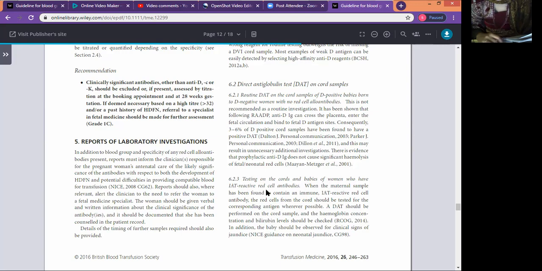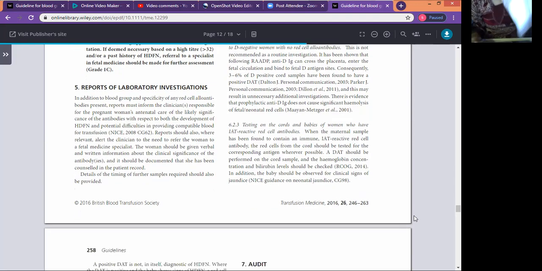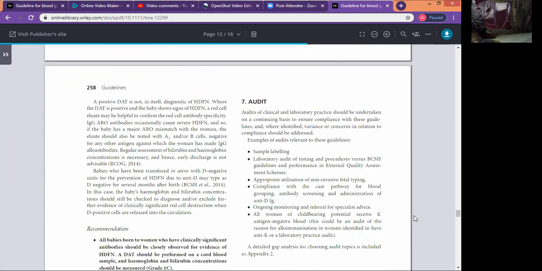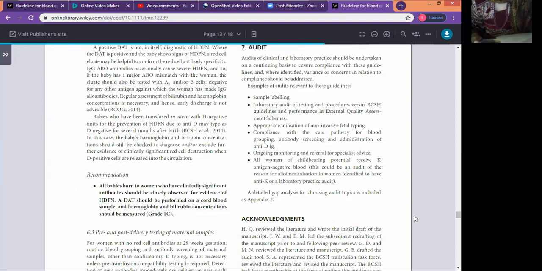However, if the D negative mother had antibodies, then the cord blood sample needs to be checked by DAT and bilirubin and HDFN. So this is one of the recommendations, that routine DAT testing on cord blood sample should also always be done, taking into account any history of anti-D administration and whether any antibody had been detected during the course of pregnancy.